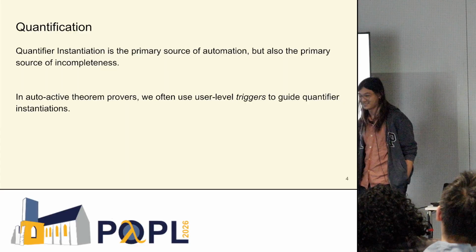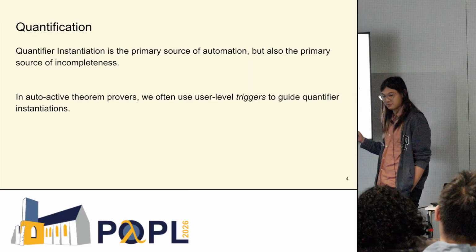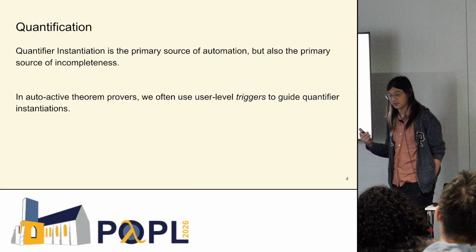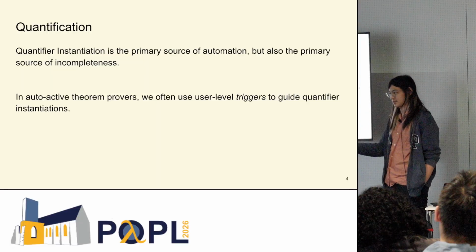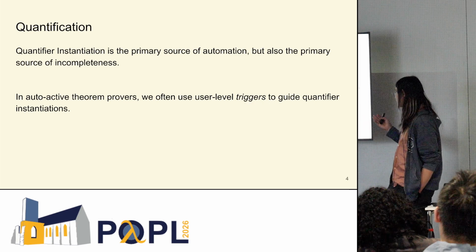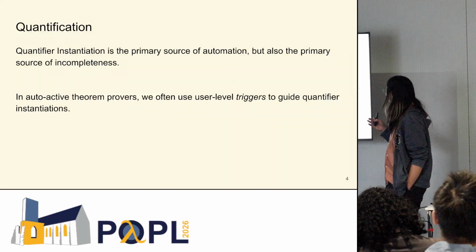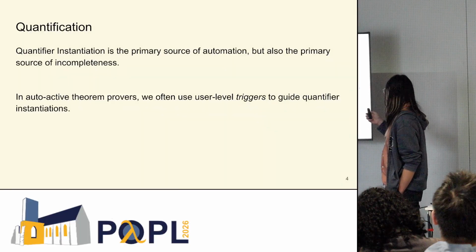So, quantification. It is the primary source of automation for these auto-active theorem provers. It's also the primary source of incompleteness when the solver says unknown. In auto-active theorem provers, we often use user-level triggers, which Dafny hides pretty well, to guide quantifier instantiation.